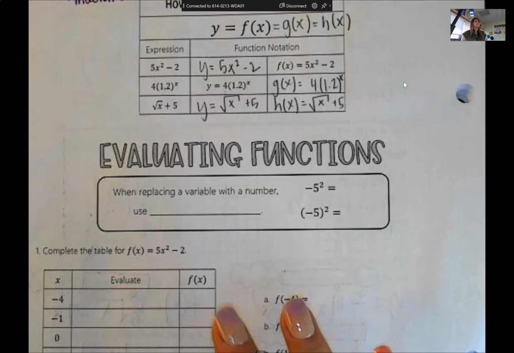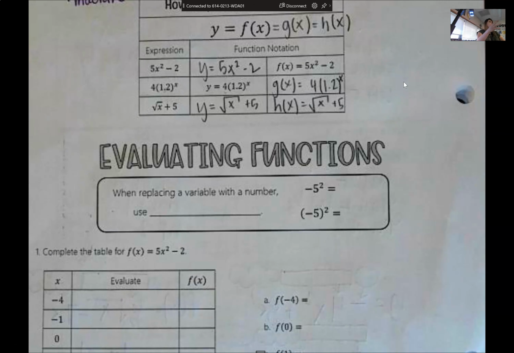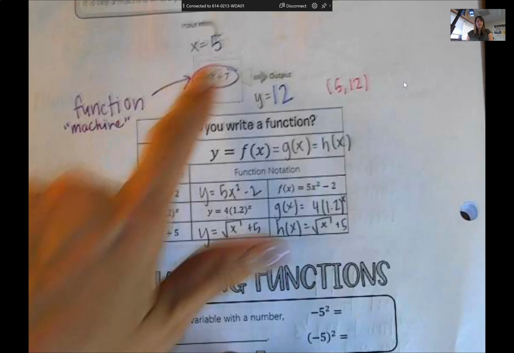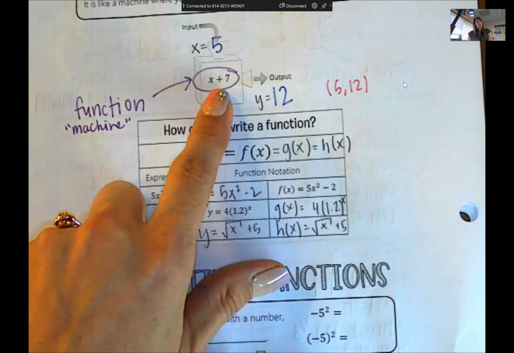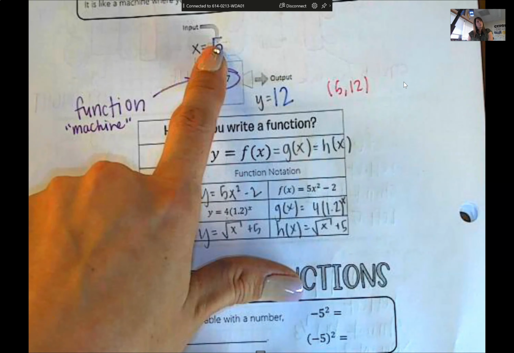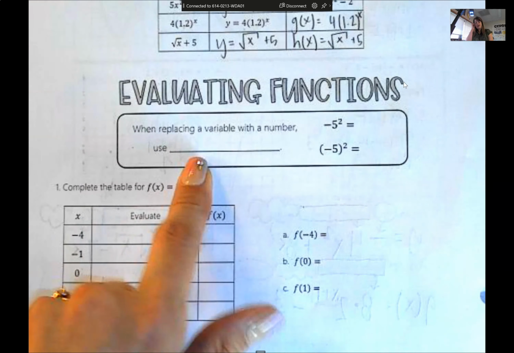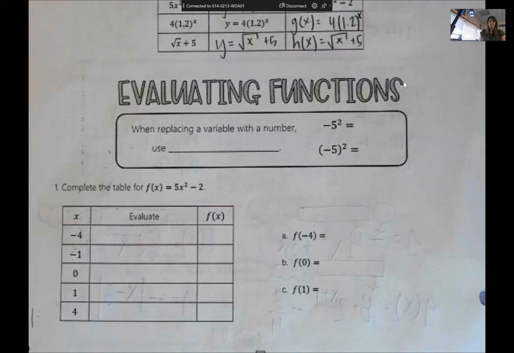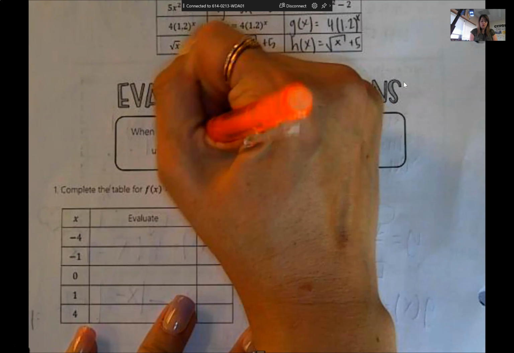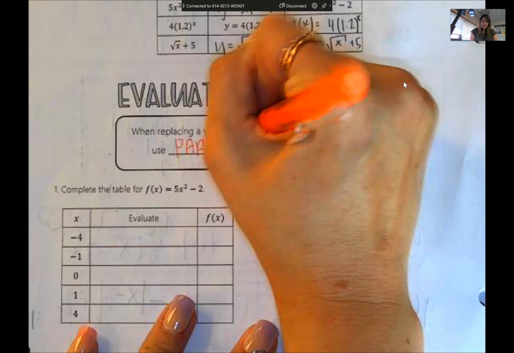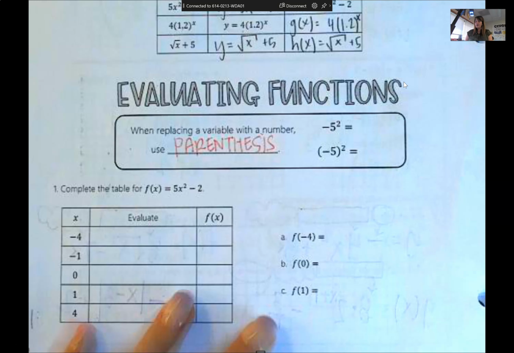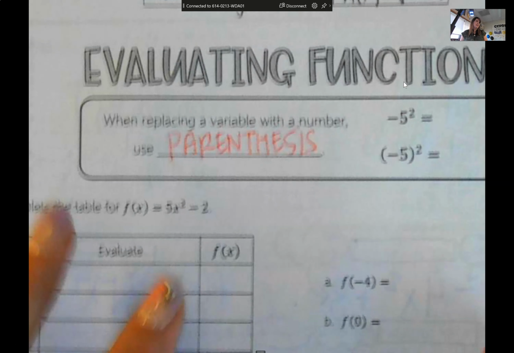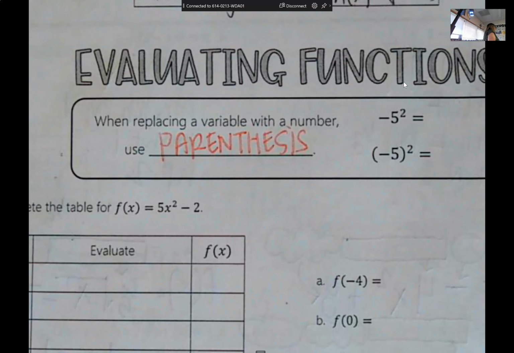So the next step to this, knowing that this function will let us put a number in and get a number out, when we do that, it's called evaluating. So up here, we evaluated the function x plus 7 when x is 5. One of the key factors when you are evaluating functions is that it is extremely helpful if you use parentheses. I always remember how to spell parentheses because it's the three words parent, he, and sis, like sister: parentheses.